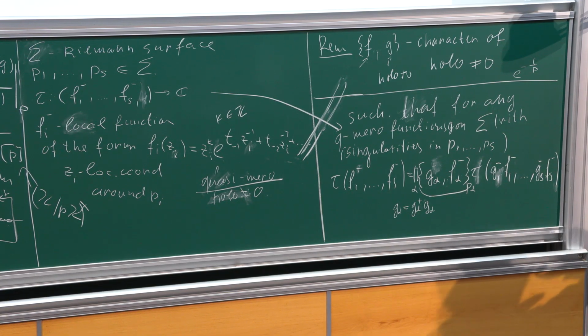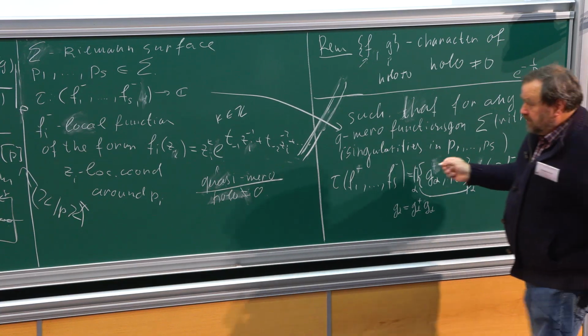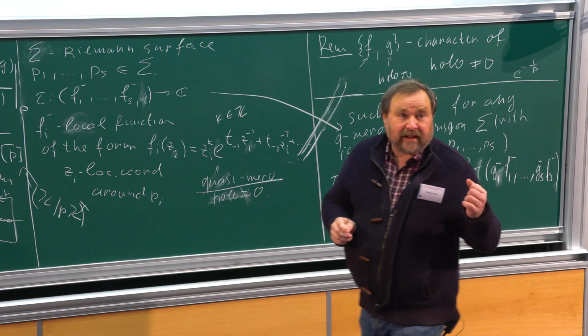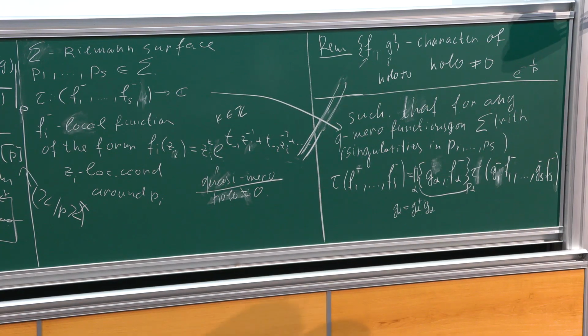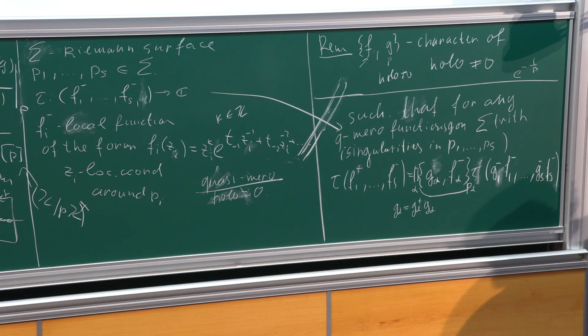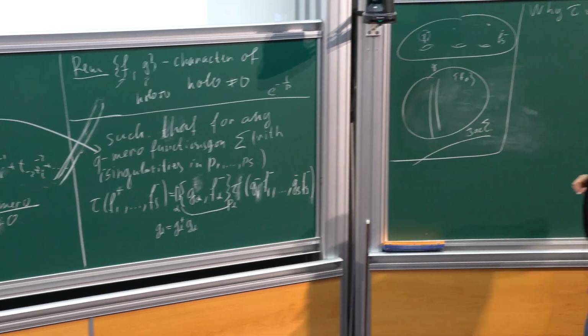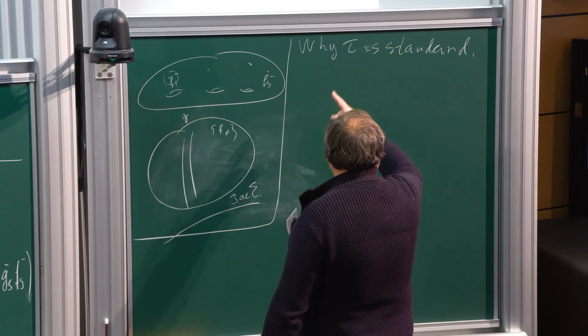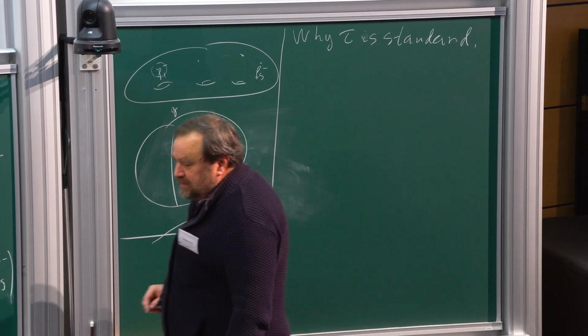Now, in the remaining time, I will try to convince you that the definition I gave you coincides with the standard one, and in particular that this function satisfies KP, for example. So why is this tau standard? Exactly. The idea is the following.